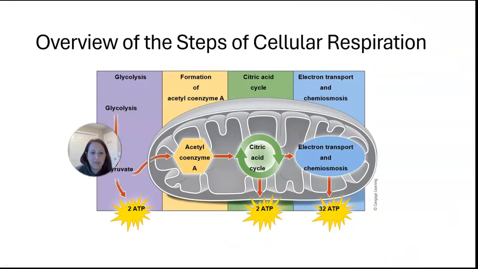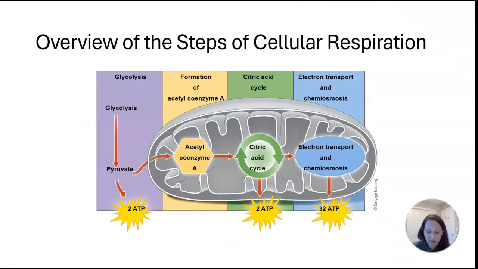Okay, so what happens next? So in part 3, we're going to talk about this last step, which is the electron transport chain and chemiosmosis, oxidative phosphorylation. We'll use all of those terms. And so again, this is where the bulk of the ATP is going to be made. How? So we have to, again, bring this home.